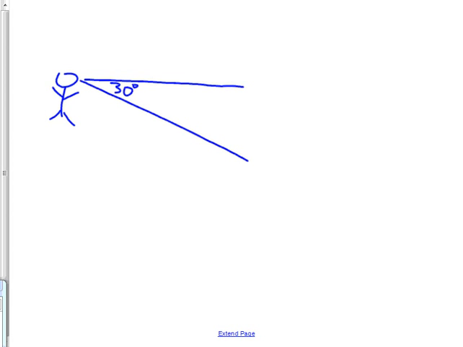Let's say it's a 30-degree angle of depression. It means compared to looking straight ahead, they're looking down 30 degrees. But here's the common mistake people make. Let's say that they want to draw a triangle because they're trying to figure this out.